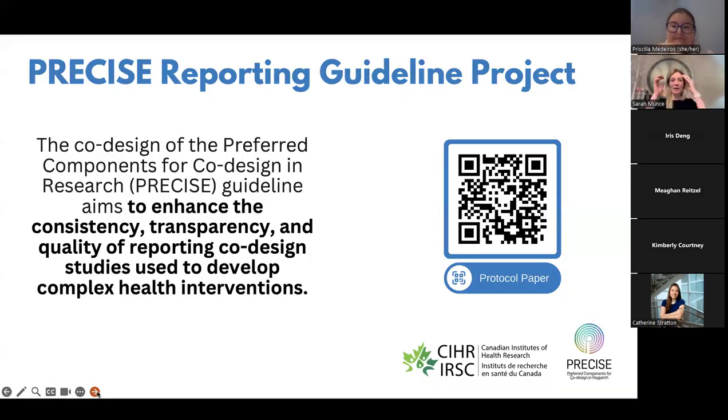So all of these challenges and negotiating this space led to this idea then of the co-design of the preferred components for co-design research, or the PRECISE guideline. And what we're trying to do here is promote the consistency, transparency, and quality of reporting co-design studies that are used to develop complex health interventions. The QR code for our protocol paper is included here.